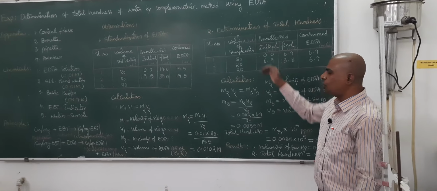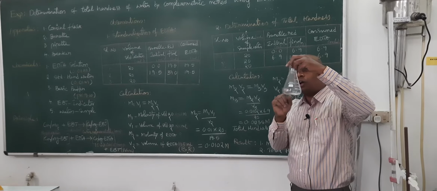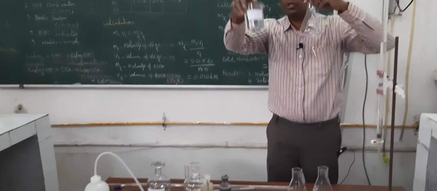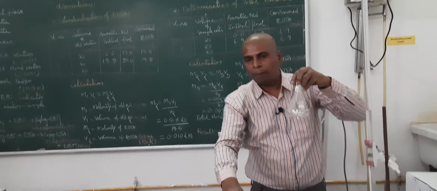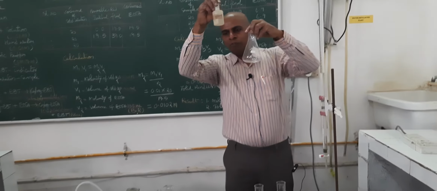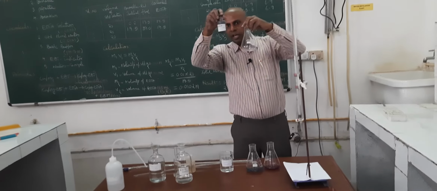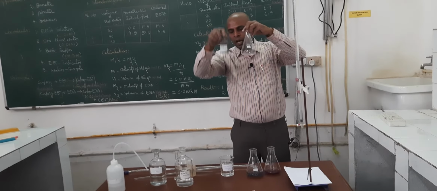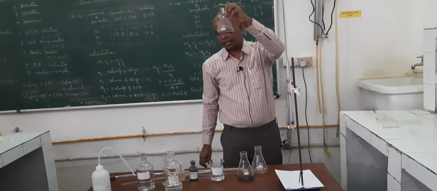So the same procedure: we are taking the conical flask, and we are pipetting 20 ml of sample water. We can analyze any sample, so we pipette out 20 ml of sample water into this conical flask, and we are adding 5 ml of basic buffer, pH 9 to 10, and we are adding EBT indicator, 2-3 drops. Whenever you add it, the color we are getting is wine red.